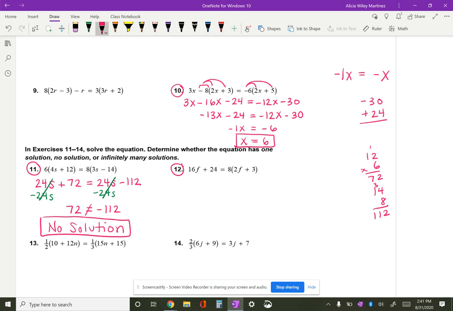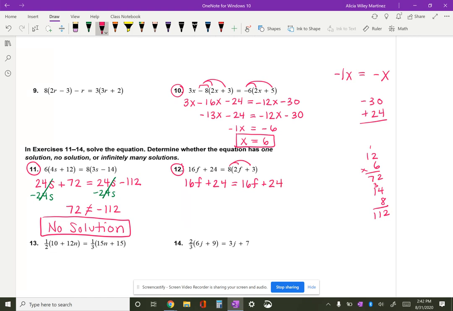Last problem, number 12. The left-hand side looks great, so I'm just going to recopy it. On the right-hand side, I have some distributing to do. You don't need to draw those arrows when you're distributing. It's just a reminder that is helpful for some people. And I get something like this.